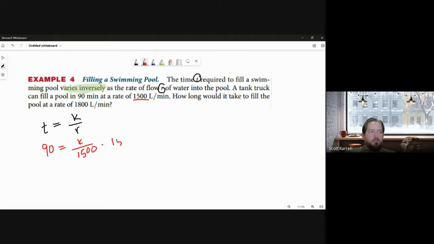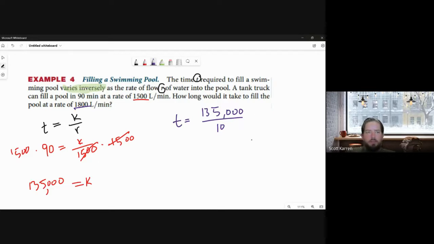But again, I can really quickly, just with that information, figure out what K is. That isolates K on the right-hand side, and I have that K is equal to 135 and 1, 2, 3 zeros. So 135,000. But then the question is, how long does it take to fill it at that rate of 1,800? So I know that time is equal to this K, which I just found out is 135,000, divided by this 1,800 now is my new rate.